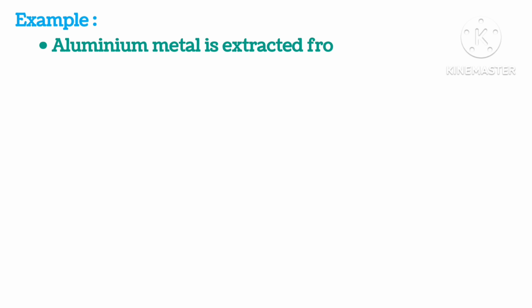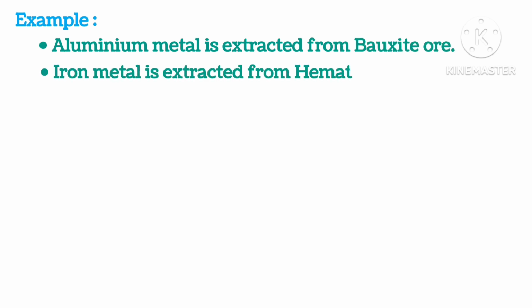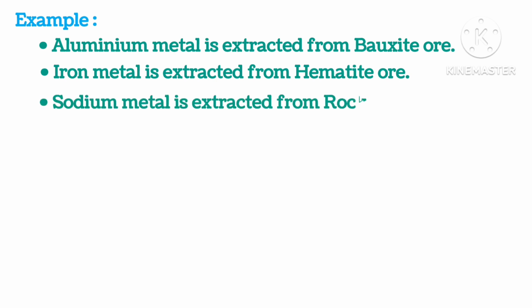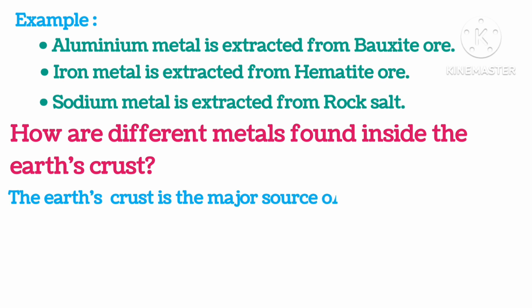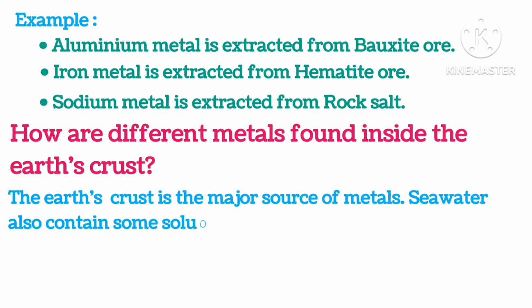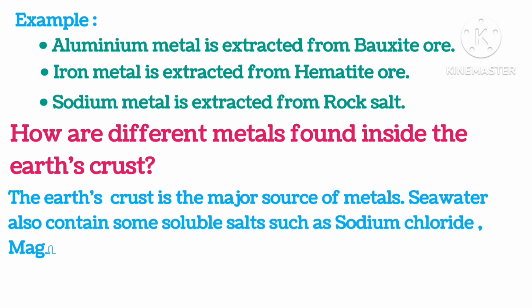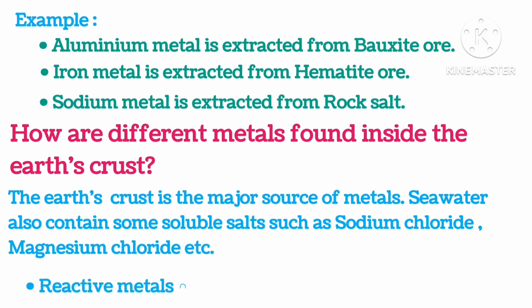Example, aluminium metal is extracted from bauxite ore. Iron metal is extracted from hematite ore. Sodium metal is extracted from rock salt. How are different metals found inside the Earth's crust? The Earth's crust is a major source of metals. Seawater also contains some soluble salts like sodium chloride and magnesium chloride, etc.